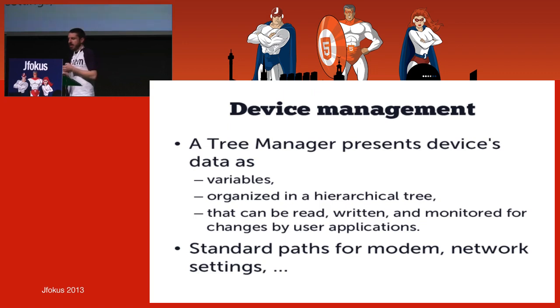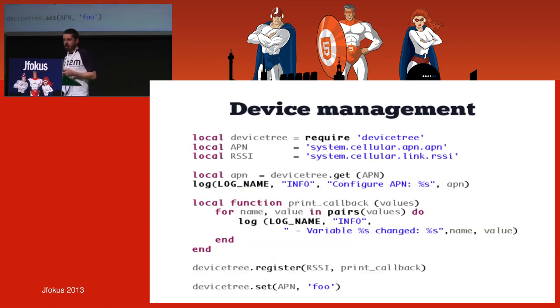So we have a standardized way of storing all the paths related to the wireless modem, to how the network is configured. Do you have VPN set up? If you want to change the settings of the VPN over the air, then you will manipulate the device tree over the air. So the API looks like this.